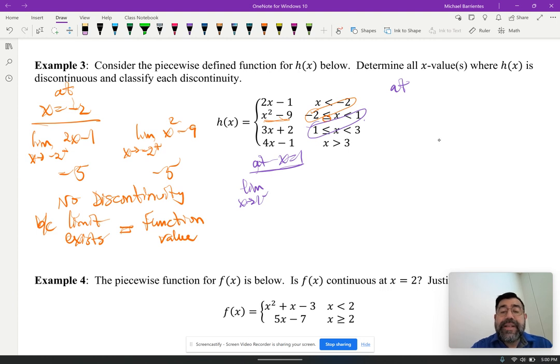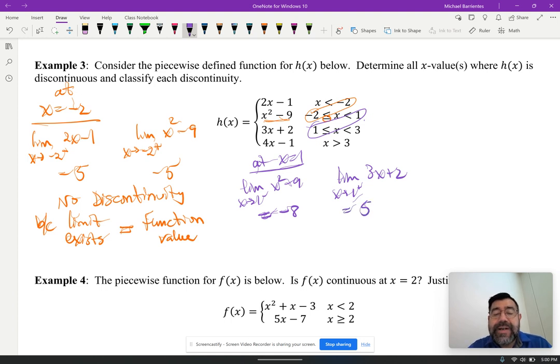And because I'm going from the left side, we're going to use x squared minus 9. And I'm going to find the limit as x approaches 1 from the right side of this function. And because we're coming from the right side, I'm going to use 3x plus 2. We substitute 1. 1 squared is 1 minus 9. Well, that's going to give us negative 8. I substitute 1. 3 times 1 is 3 plus 2. Well, that's going to equal 5.